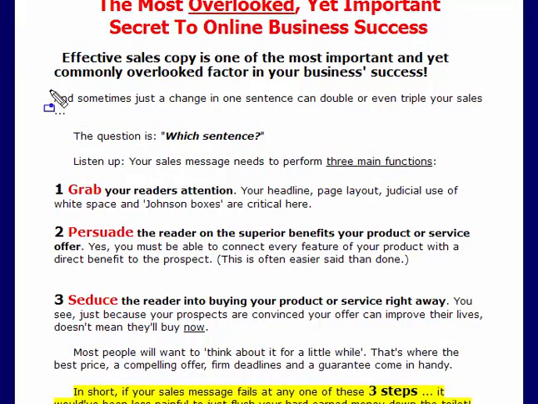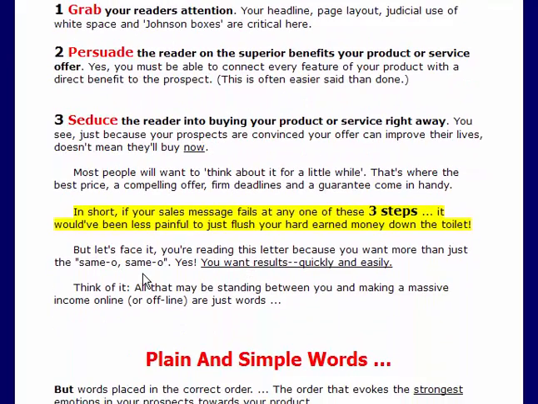Okay, and I have here "and sometimes a change" and so forth, to grab the user's attention. Okay, let's move on a little further to see where I make good use of these transitional words. "Now, most people will think about this for a while. That's where the best price comes in" and so forth. "In short" means that I'm summarizing the three steps that went before. "But" tells you I'm giving you an opposite. Okay, here again I say "think of it."